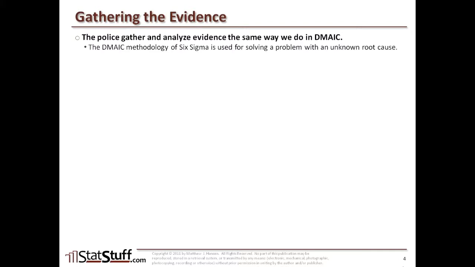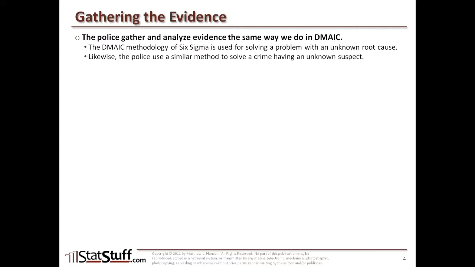Now let's talk about one of the most critical aspects of analysis, and that's gathering the evidence. When there's a crime that needs to be solved, it's usually the police who gather and analyze the evidence, and they'll usually do it in the same way that we might do it following the DMAIC methodology. Remember, the DMAIC methodology of Six Sigma is what we use as the steps for how we would normally solve a problem when we don't know what the root cause is.